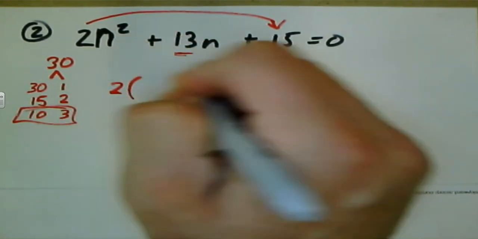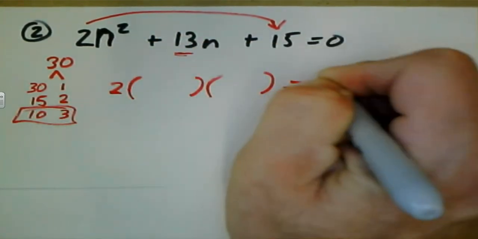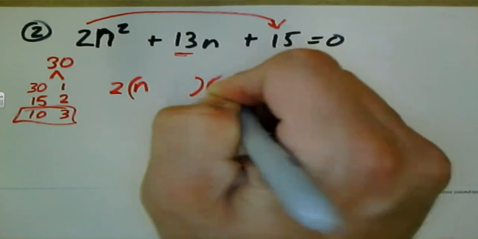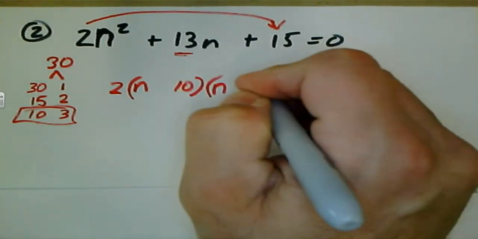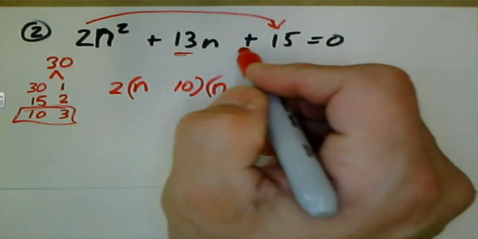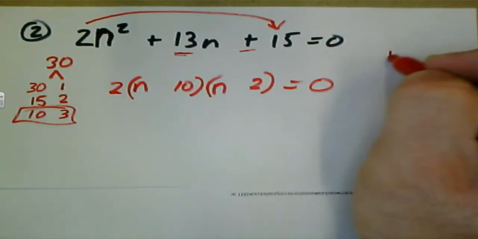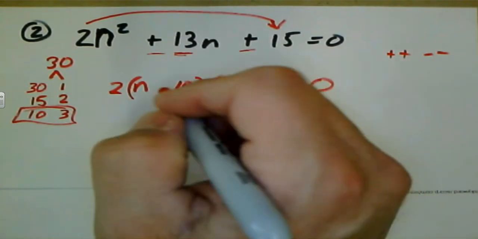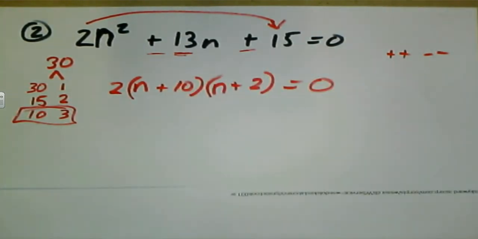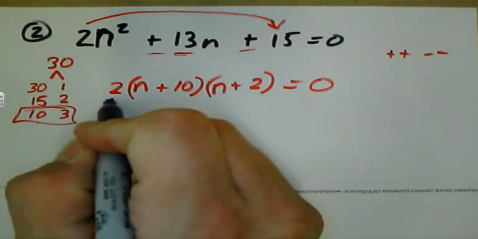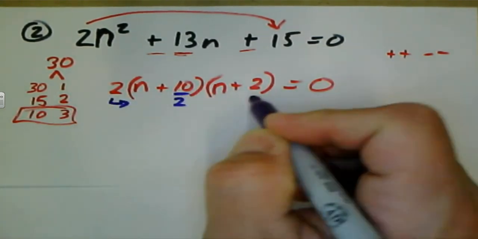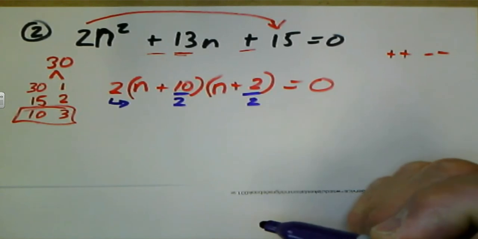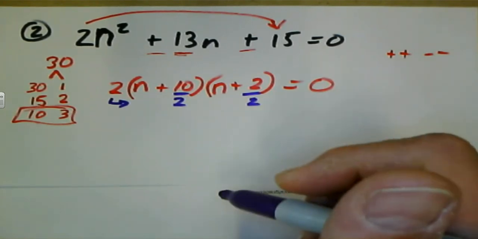So our 2 in front, we're going to put our variable. We're going to put our 10 and our 2. We have a positive, so it's either going to be plus plus or minus minus. Since this one is positive, they're both going to be positive, plus plus. All right. We are going to take that 2 and divide each one of them. That's what I just did, didn't I? In my head. Divide each one of them by 2.